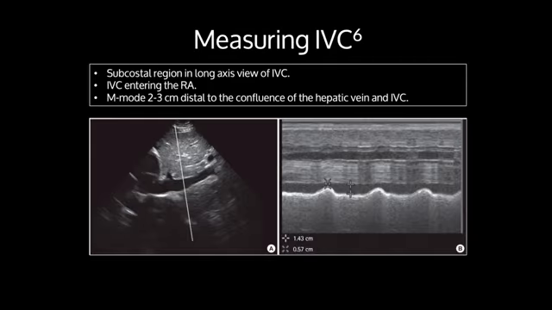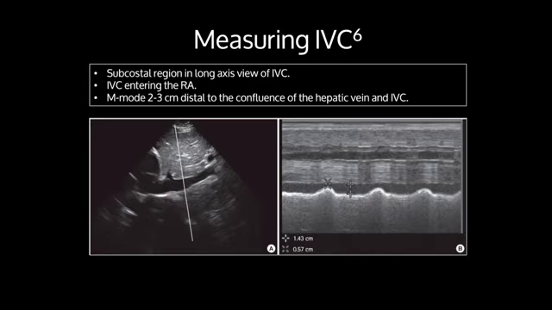Let's talk about how to obtain the correct image of the IVC. Start in the subcostal region. The collapsibility is measured by obtaining a long axis view of the IVC. Aim towards the head, which would be over here, until you see the IVC entering the RA right here.